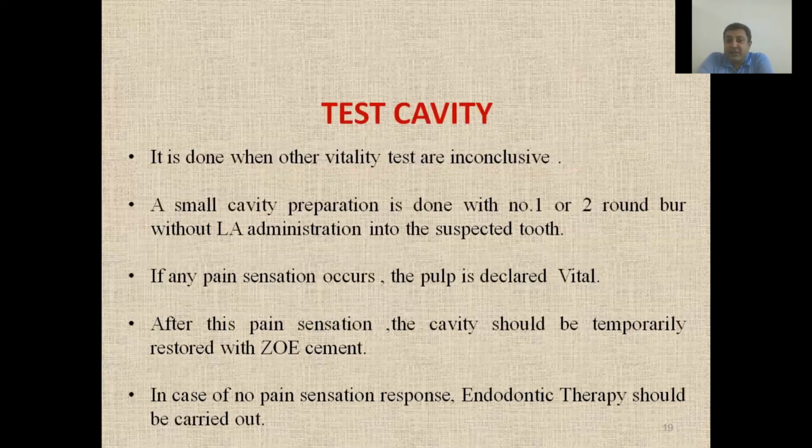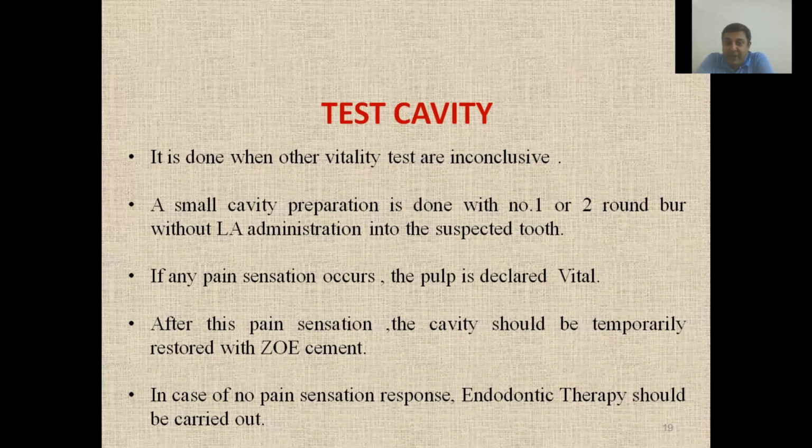Next test is the test cavity. It is done whenever the other vitality tests are inconclusive. What do we do in this test cavity test? We prepare a small cavity with the help of a number 1 or number 2 round bur, but without LA administration, into the suspected tooth. We do not administer any LA and we perform a cavity preparation preferably with a number 1 or number 2 round bur.